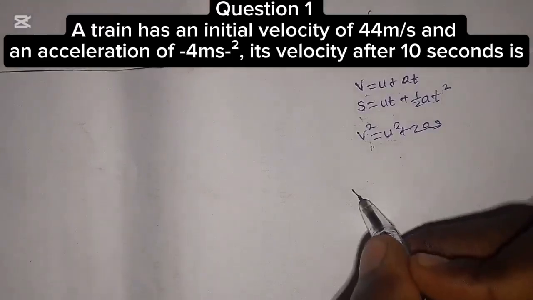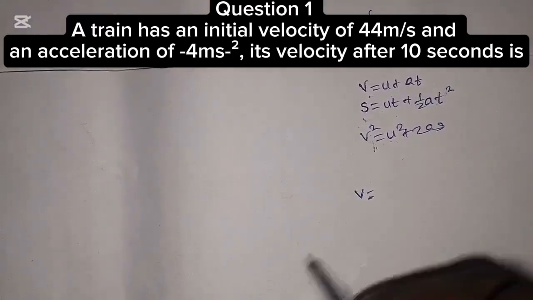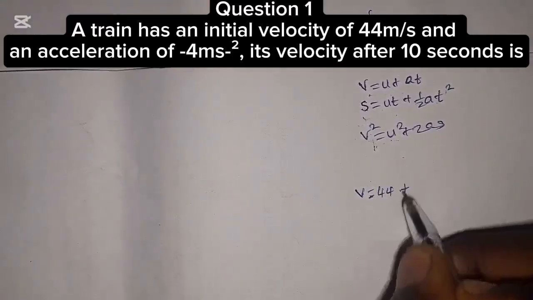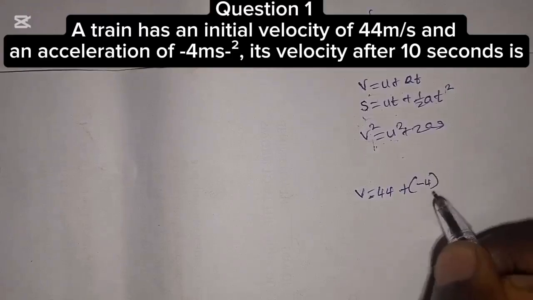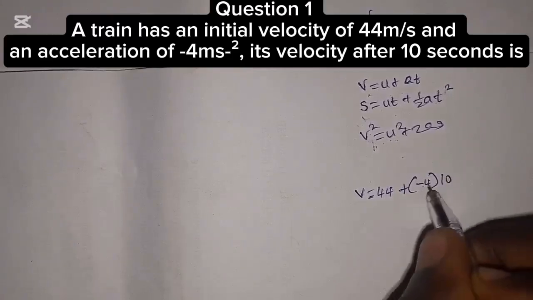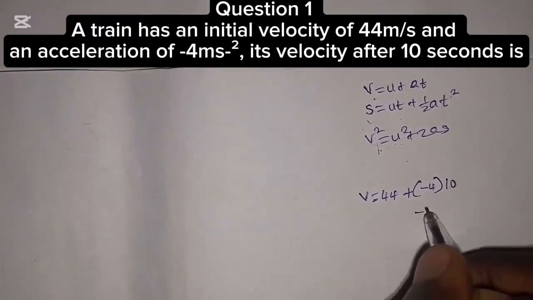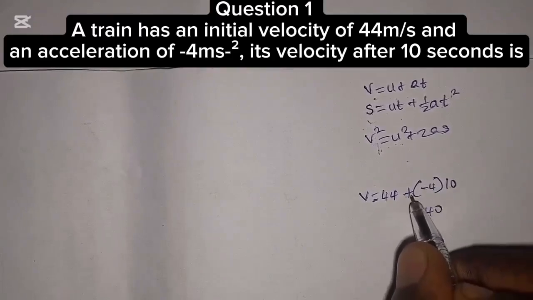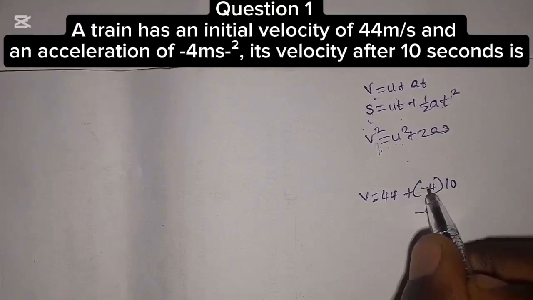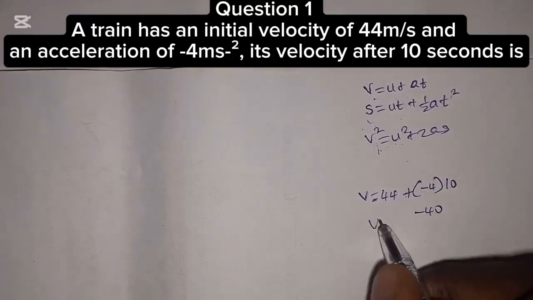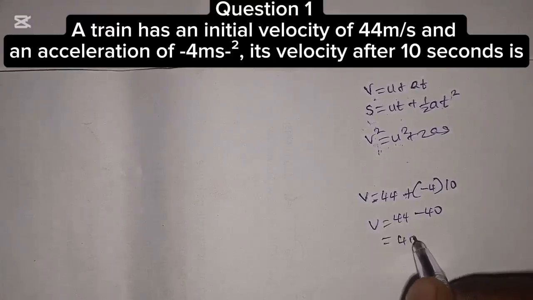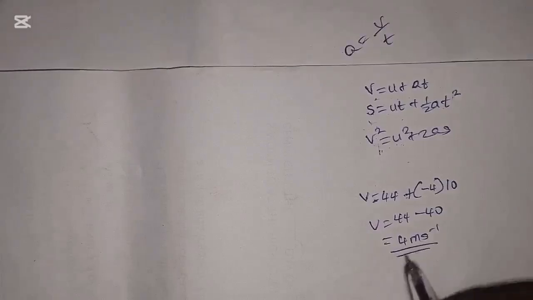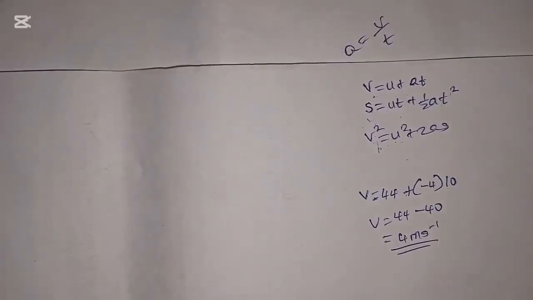So we are looking for v. u is 44 plus a is minus 4, so bracket open, minus 4, bracket close. The time is 10. So minus 4 times 10 will give you minus 40. Plus times minus gives minus. So v equals 44 minus 40, which will be 4. So the answer is 4 meters per second. This question is very easy.